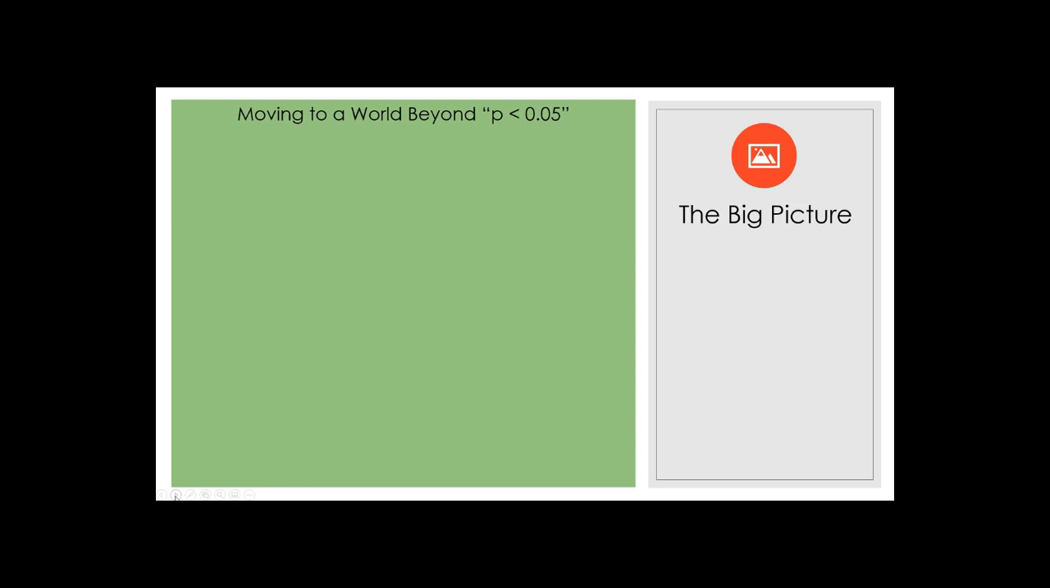The journal issue begins with an editorial piece entitled "Moving to a World Beyond P less than 0.05" that makes the case for needing this professional discussion. There were 14 others that we put into this category as high-level, big-picture type of articles.